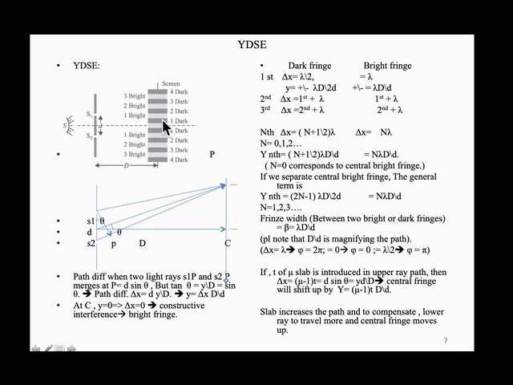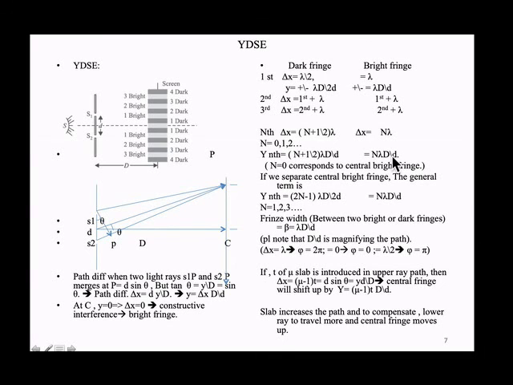We get it on both sides, because from the center this is lambda path difference, and from here also this is lambda path difference. Then 2 lambda, 3 lambda, like that I am getting bright fringes. First plus lambda means 2 lambda path difference, then 3 lambda path difference. If the delta x is n lambda, I am getting the nth bright fringe. Now what is the y distance? n lambda D by d is the nth bright fringe. So if I want the fourth bright fringe, it is 4 into lambda D by d.